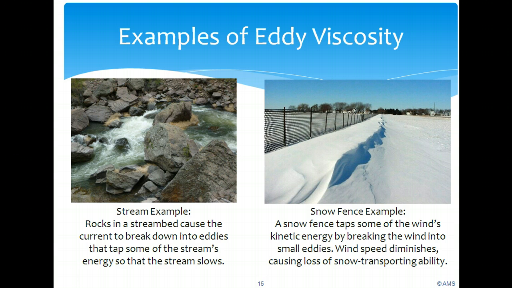This picture of a snow fence also provides a practical illustration of the frictional slowing of the wind. A snow fence slows the wind, reducing its ability to transport snow in suspension. Hence, snow accumulates immediately downwind from the snow fence. The fence traps some of the wind's kinetic energy by breaking the wind into things called eddies, which we've talked about, and the wind speed diminishes, losing some of its snow transporting ability. And that's why the snow accumulates on the downwind side of the fence that we see in this illustration.